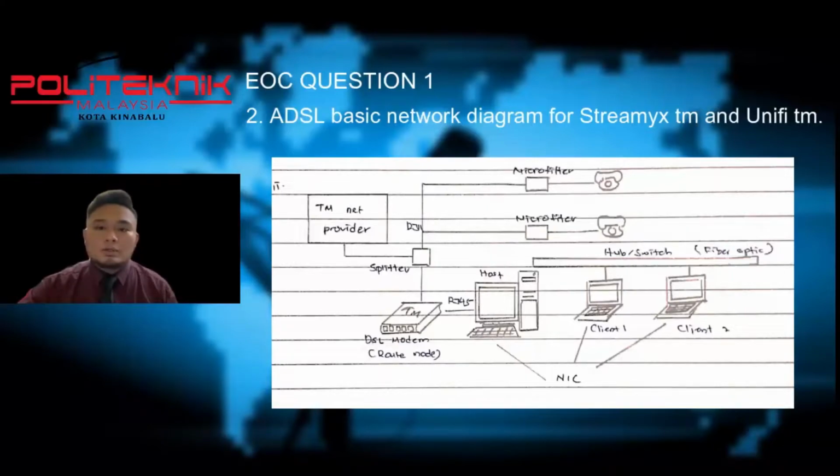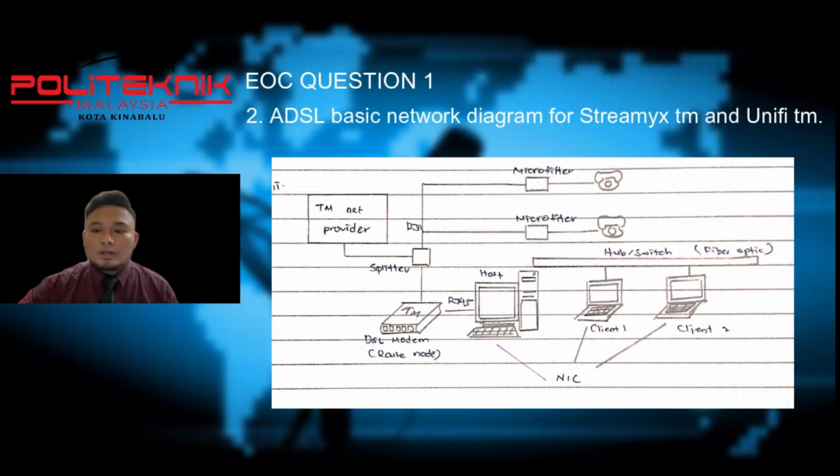So the second question is to draw a basic ADSL network diagram for StreamX TM and UniFi TM. StreamX TM is nowadays known as the slowest internet provider, since it still uses some common old technology from before. As for UniFi TM, it is a technology that uses a modern solution, which is fiber optic, that enables high speed outbound and inbound internet to the user.